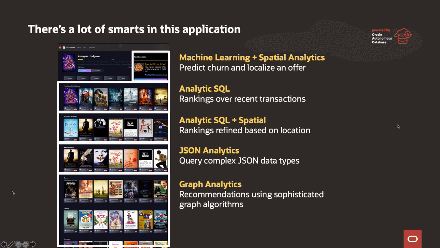Next, JSON Analytics was required to query complex fields, right? In this case, Academy Award-winning films. And then finally, we used sophisticated graph algorithms to provide individualized recommendations based on viewing patterns.